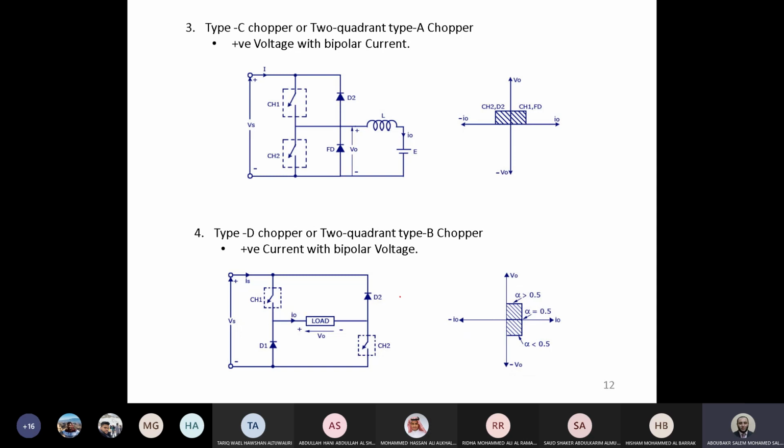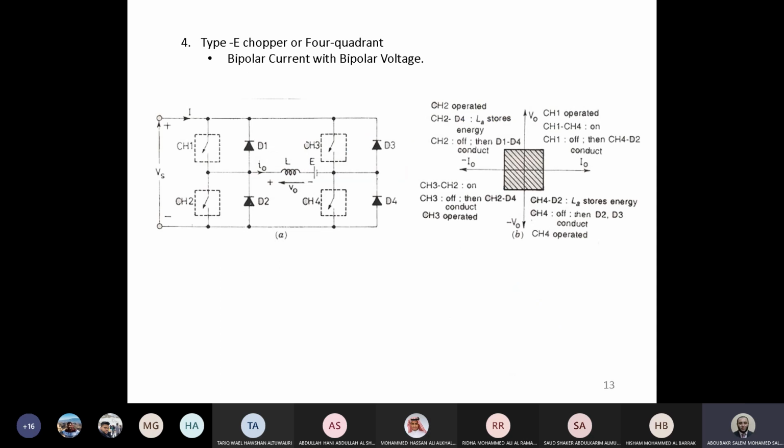Okay. Here also we have another type which has positive current with positive and negative voltage. It's called type D or two quadrant type B. Okay. And finally we have class E or type E, which is four quadrant, and this is the circuit we have discussed in detail in the four quadrant control of DC motors.